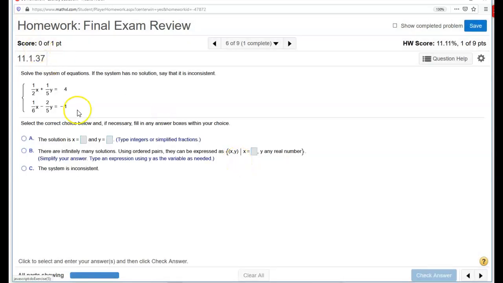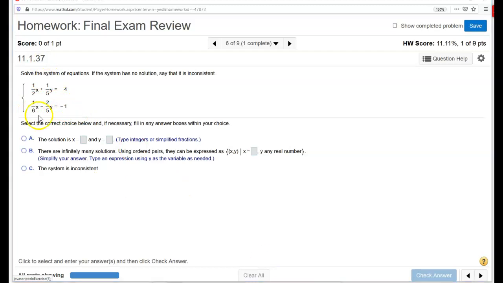The next one says, solve the system of equations. If the system has no solution, say that it is inconsistent. Alright, so we don't know right now if this is a consistent set of equations or an inconsistent set. Remember, we're talking about two lines. If those lines intersect, then we have a consistent set and we'll have a solution. If those two lines are parallel, we'll have an inconsistent set. And if they happen to be the same line, which means they are parallel and the same line, then it would be a dependent set. But we don't know that until we work it out here.